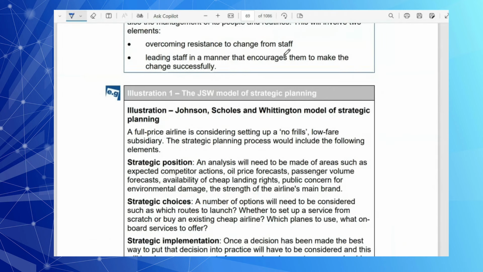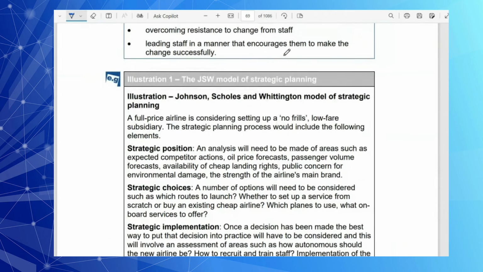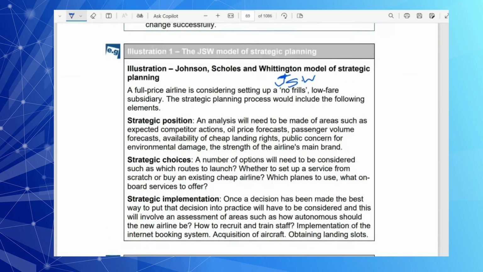So these steps will be taken for the no frills, meaning the cheap or economical airline, which does not provide luxury facilities. Strategic position analysis will need to be made of areas such as expected competitor action, oil price forecast, passenger volume forecast, availability of cheap landing rights, public concern for environmental damage and strength of the airline's main brand. So these are the strategic position points you have to keep in mind while designing this strategy.